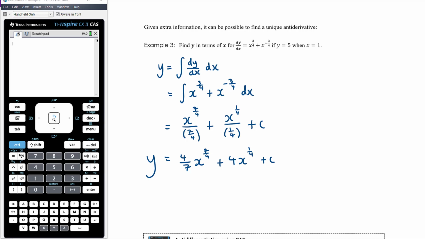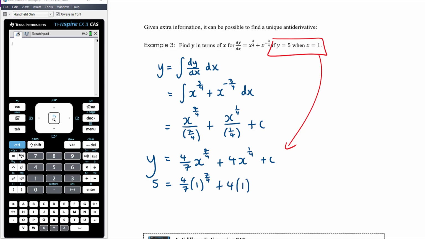Okay, so we've got y in terms of x and c, but we've also now got a point. We know when x equals 1, y equals 5. So we want to substitute that in. When x equals 1, y is 5, so we know that 5 is equal to 4/7 times 1 to the power of 7 on 4, which is just 1, plus 4 times 1 to the power of 1 on 4, which is also just 1, plus c.